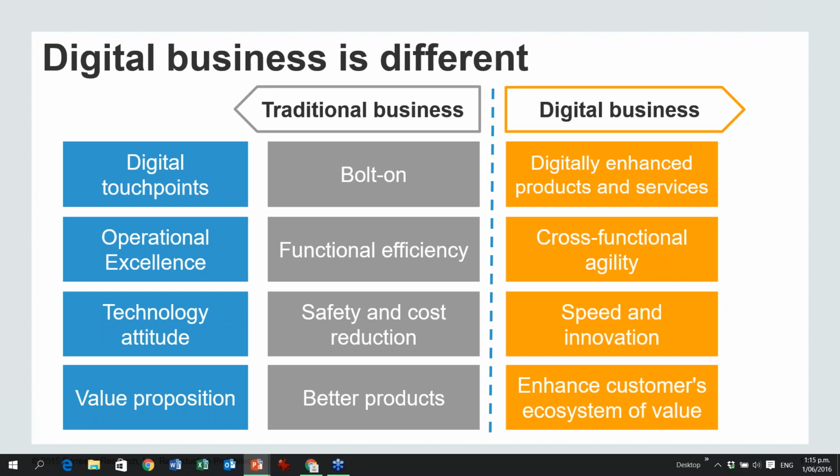And the value proposition of a traditional business is we need to make better products. That's the focus. If we make better products, our customers might buy more of them. A digital business is not just thinking about their product, but they're thinking about the whole ecosystem of value of the customer.